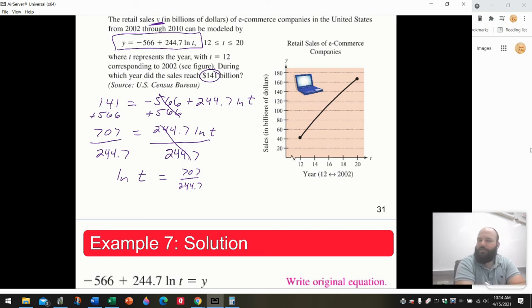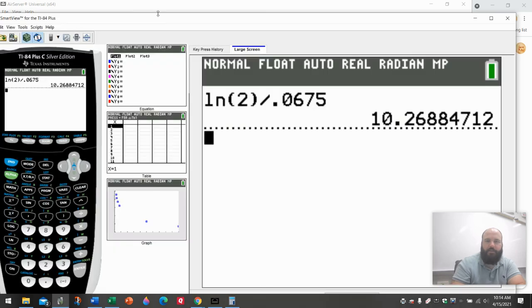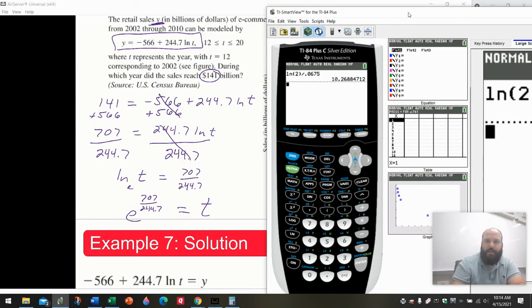So if you recall, natural log's base is e. So the base of the log here is e. It becomes the base of the exponent. So this is e. And then the other two parts switch. So it's e to the 707 divided by 244.7 will equal our time t. So now we need to get our graphing calculator again and go ahead and type that in. So the e to the x is second natural log key. And you can see we have e to the x now.